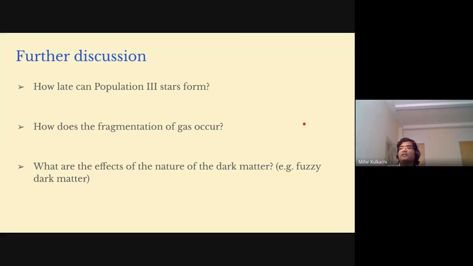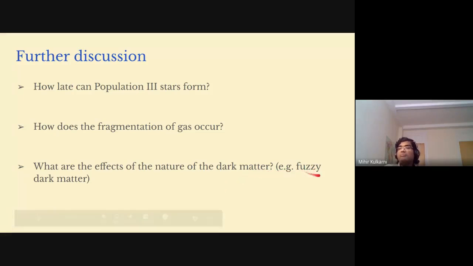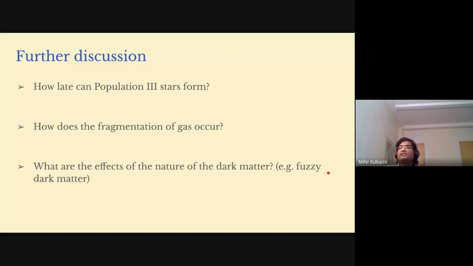So I mentioned in the beginning that the typical mass of Pop III stars is much higher than the present day star. Why is it, and how can we understand it using physics? And what are some of the effects of the nature of the dark matter? So in particular I worked on what is called fuzzy dark matter, which is made up of ultralight particles, and its quantum mechanical effects are fascinating. So if you have questions about that, I can also talk about that.